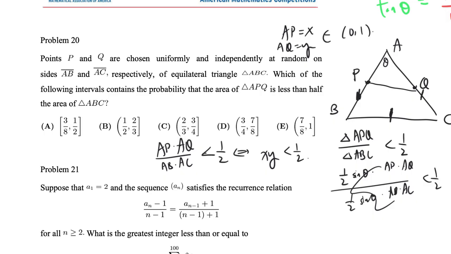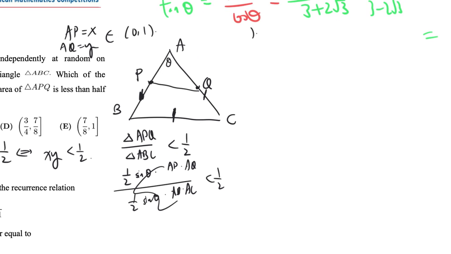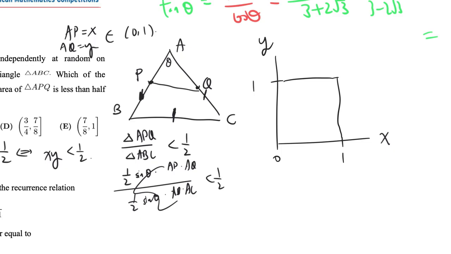And so then we can just simply draw a probability graph. It would become geometric probability. So 0, 1, 1 is here. You have a graph like this. This is X, this is Y. And we want to know when XY is equal to 1/2. When you have y equal to 1, x is equal to 1/2. When you have x equal to 1, then y is equal to 1/2.